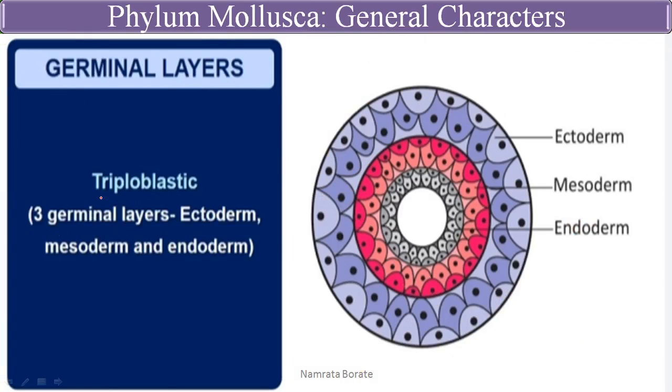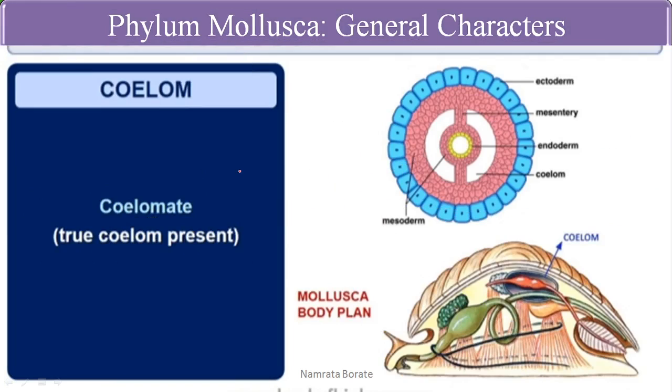Next, the organisms are triploblastic, that is, there is a presence of the three germ layers: ectoderm, mesoderm and endoderm. Next, there is a presence of the true coelom, a true body cavity, so it is said to be coelomate. This coelom is present between the body wall and the alimentary canal. You can see here the body wall, and in this region there is the coelom, present between the body wall and the alimentary canal.